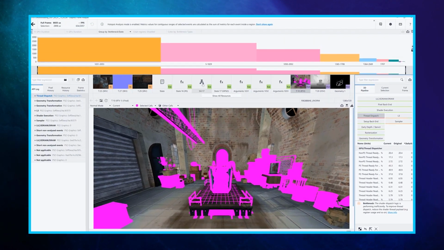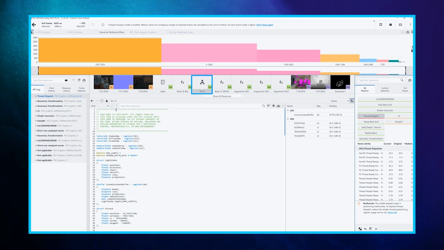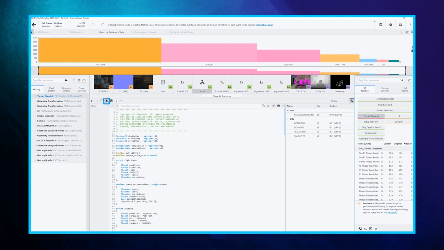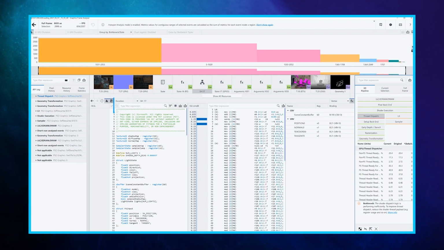In addition, in the upcoming demo, you will see the shader profiler. Enable it by clicking this button. Now you can see the source code. You can also enable the assembly code and change between the two modes, duration and execution count.